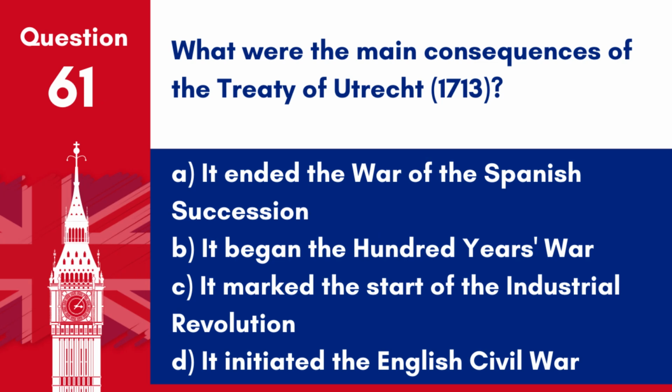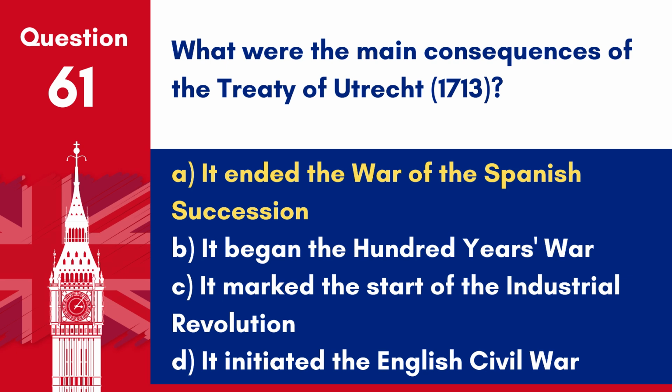Question 61. What were the main consequences of the Treaty of Utrecht, 1713? A. It ended the War of the Spanish Succession. B. It began the 100 Years' War. C. It marked the start of the Industrial Revolution. D. It initiated the English Civil War.